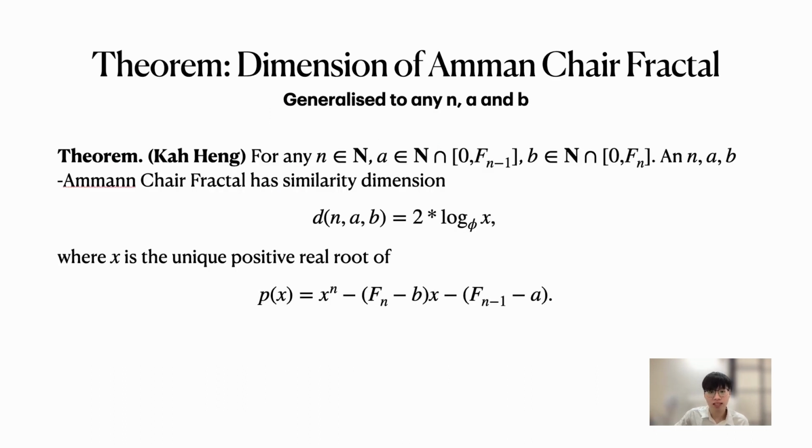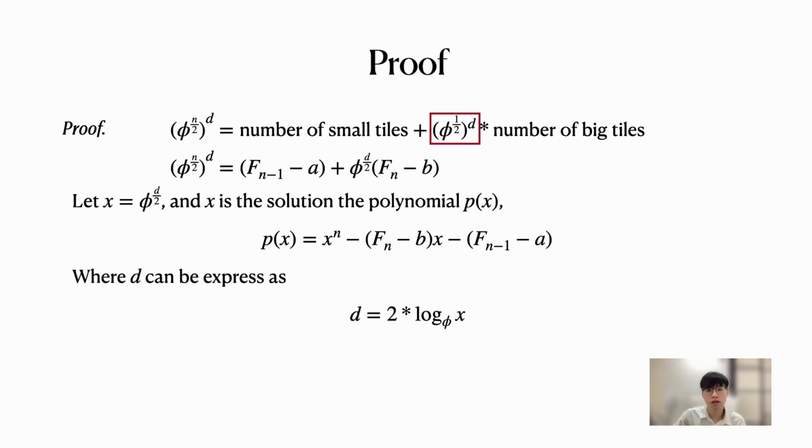So we are ready to generalize this theorem to the Ammann-Chair fractal. This theorem is to calculate the dimension. After generalizing, we know that d is equal to 2 log base 5 of x, where x is the solution of this polynomial equal to 0. Then we find there exists only 1 positive real root, so there's no confusion about which x to choose. The proof is actually doing exactly the same thing as we did before for the 501 Ammann-Chair fractal when we calculated the dimensions.